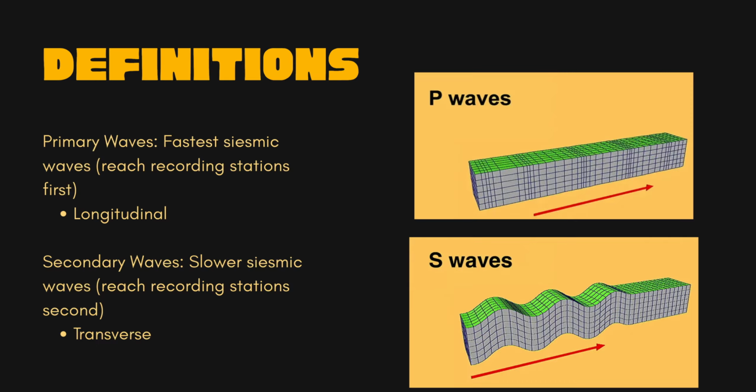Secondary waves are slower seismic waves, and they reach recording stations second, because they travel much slower to get there after P waves. They are transverse waves, which means that they move either up and down or side to side. This means that they need much stronger bonds to move between materials.